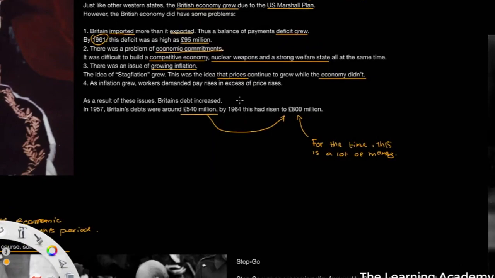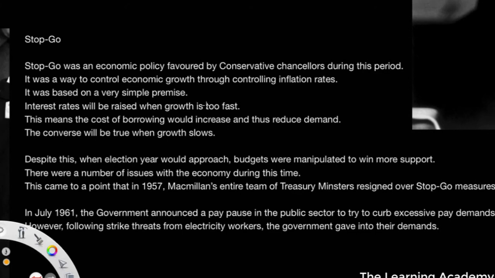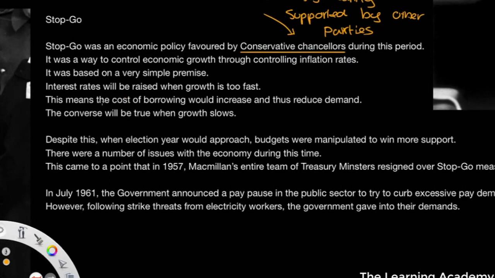One other policy that I want to talk about before we evaluate the economy by 1964 is the policy of stop-go. And this is an economic policy generally favoured by conservative chancellors during this period of time. Okay, so it wasn't significantly supported by other parties. Although, as I've already mentioned, this period was a period of relative consensus and quite bipartisan politics compared to today, for example.